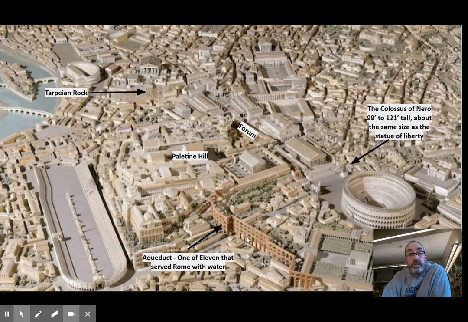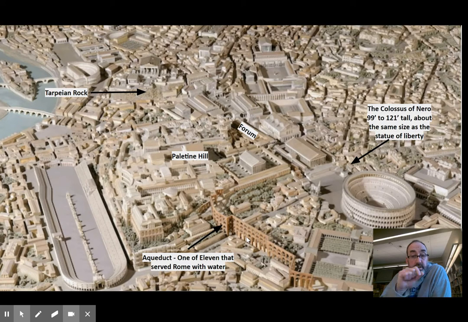Now, up next to the Colosseum, we see the Colossus of Nero. The Colossus of Nero is actually where the Colosseum gets its name, because in Latin, Colosseum means beside the Colossus. The Colossus of Nero was about 99 to 121 feet tall. We have different sources that give us different heights of it. But the Statue of Liberty, from heel to head, is about 111 feet. And so the Colossus of Nero is roughly the same size as the Statue of Liberty.